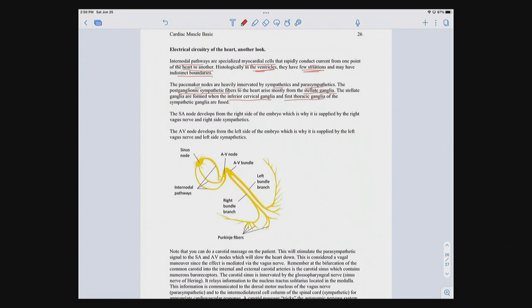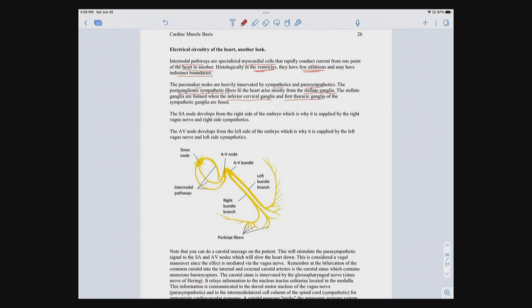If you remember, the postganglionic fibers are the fibers that actually make it to and act on the end organ itself. So if that's a little fuzzy to you, I'm asking you to go back and look again at the autonomic notes so you can get a better sense of what we're talking about.